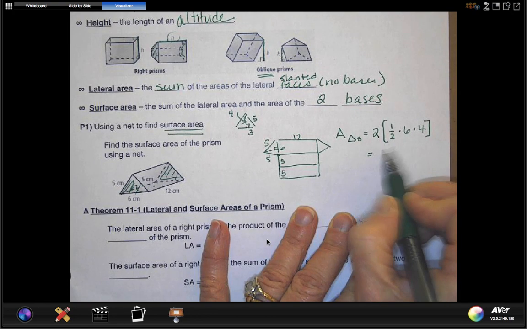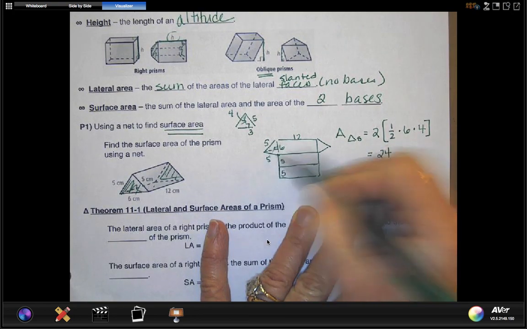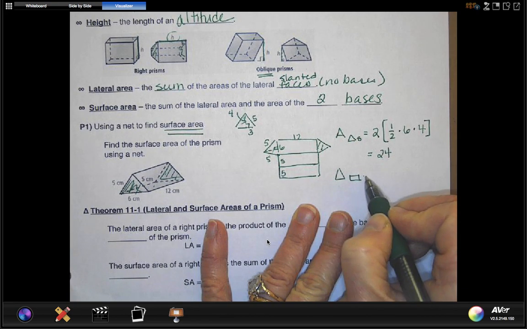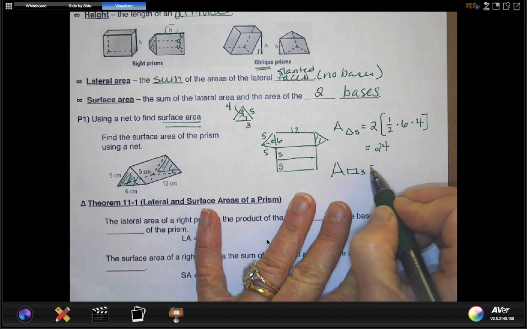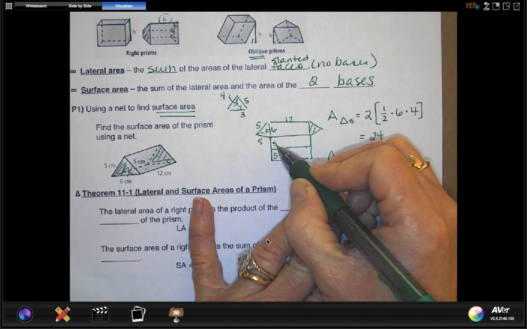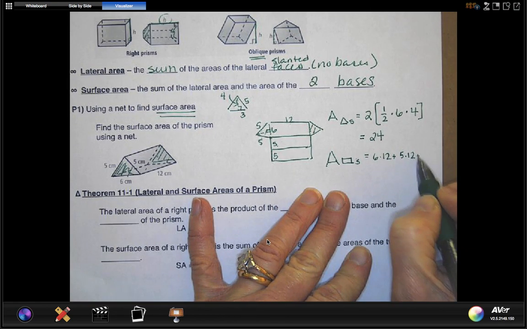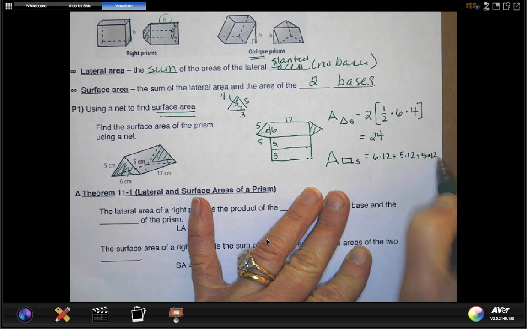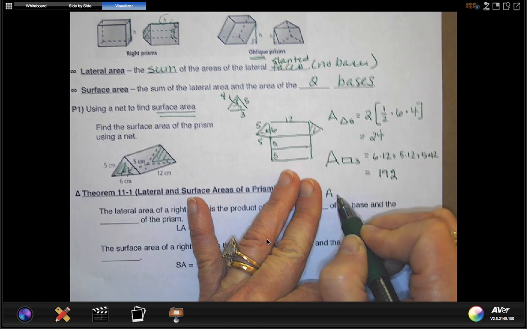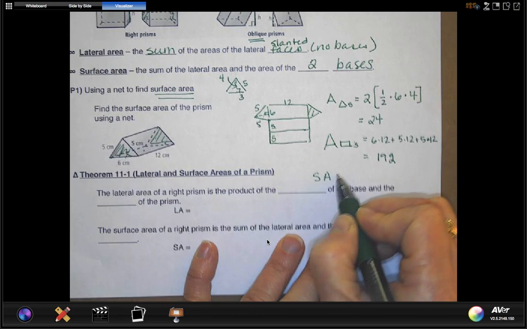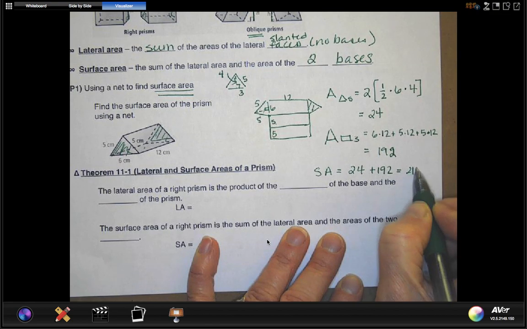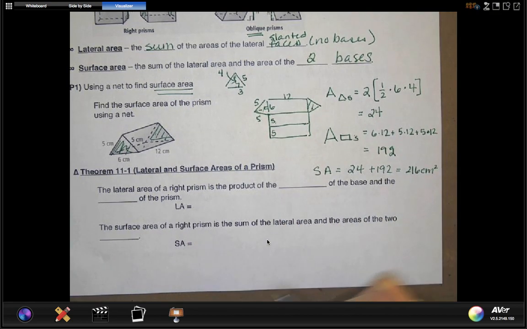So my 2 triangles end up being 24. So these 2 areas right here end up being 24. The area of all my rectangles, oops, that's supposed to be an area, not a triangle, is, so this one is 6 times 12, and then this one is 5 times 12, and then I have another one that's 5 times 12. So together that gives me 192. So the surface area of the total is 24 plus 192. So I get 216. This is still area, so it's centimeters squared. Okay?